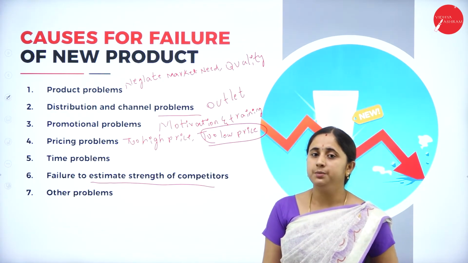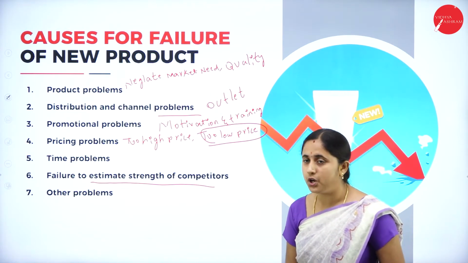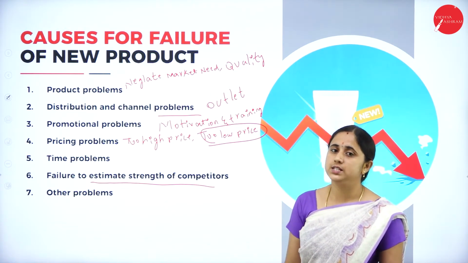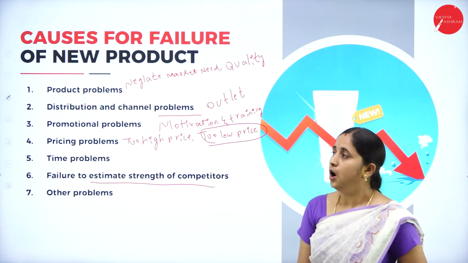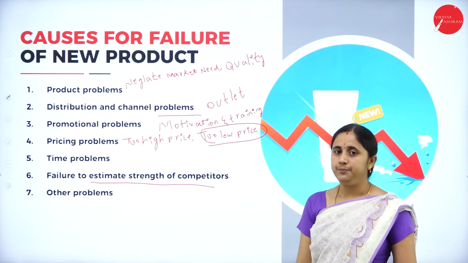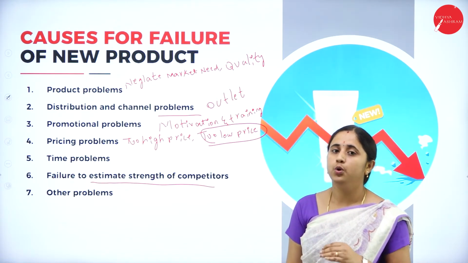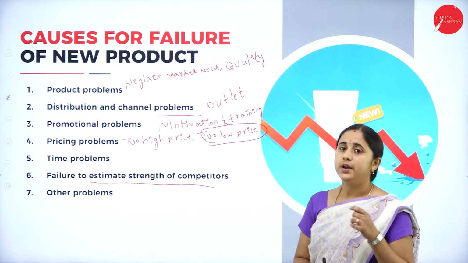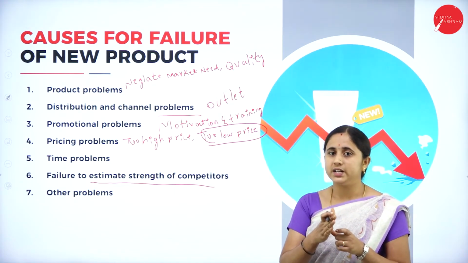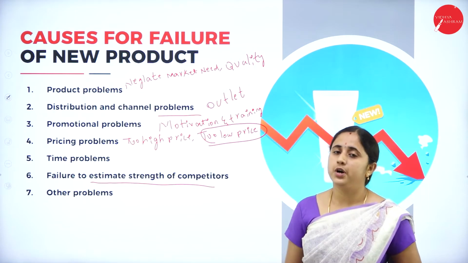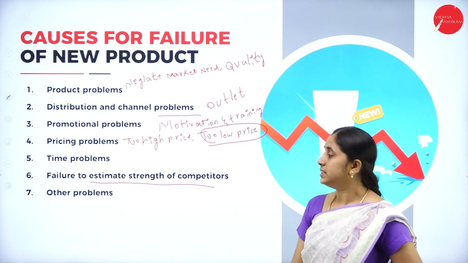Next, other problems. Under other problems, unfavorable government policy is also one of the reasons for product failure. Or too low quality. Quality is also an important factor. If the quality is not satisfactory, then your product will fail in the market. Then price.